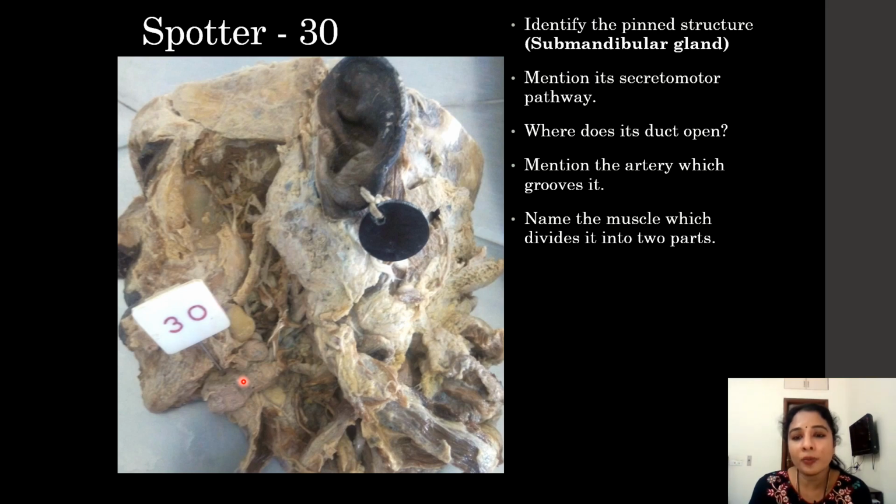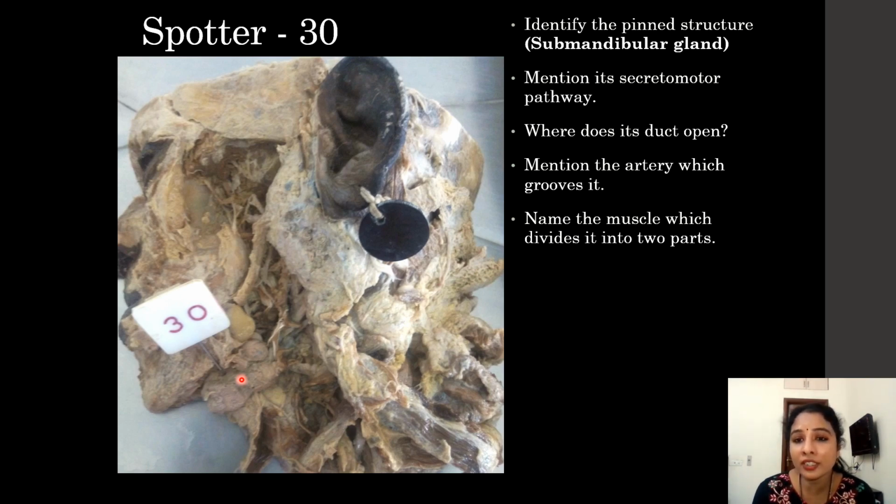The duct opens in the sublingual summit on either side of the frenulum linguae, below the tongue. So that is the site where the duct opens, and the artery which grooves it is the facial artery. Here I am not able to show it because the facial artery is removed. Usually the facial artery winds around the base of the mandible, grooving this gland. So that is one structure which grooves this gland.